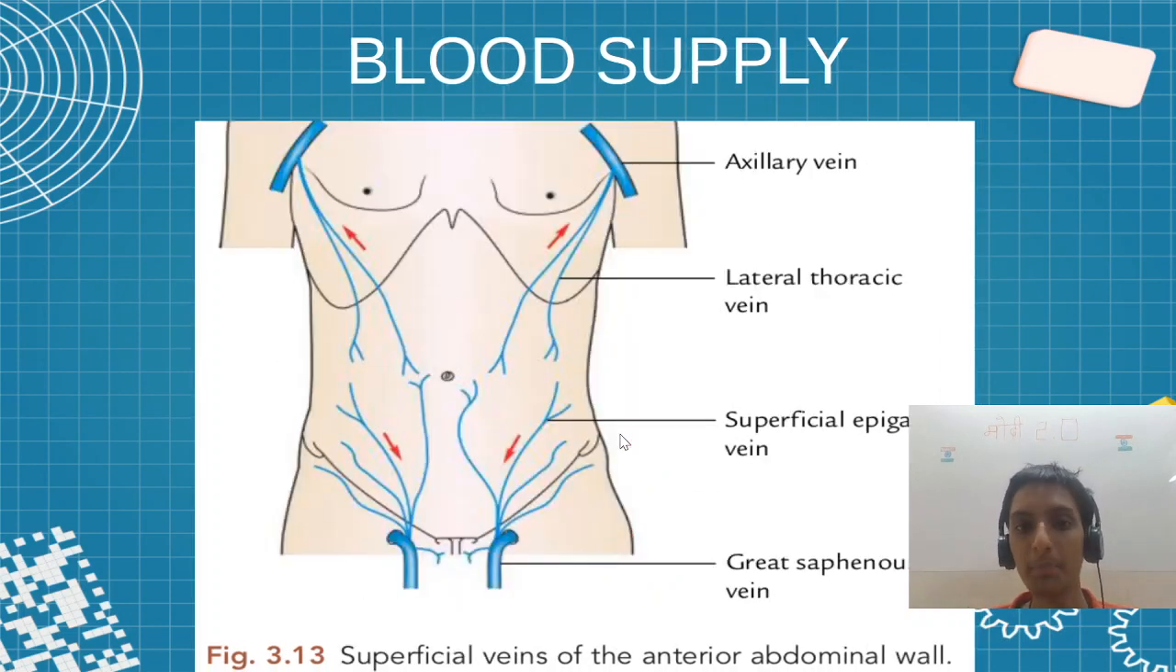Let's see the venous supply. So venous supply, it's very easy. See now, lateral thoracic and the superficial epigastric, they're almost forming like end arteries. Okay, I'll tell you. Lateral thoracic is coming from axillary vein. Superficial epigastric is coming from great saphenous. That is how we are finding that they are forming like the end arteries. This is the venous supply.